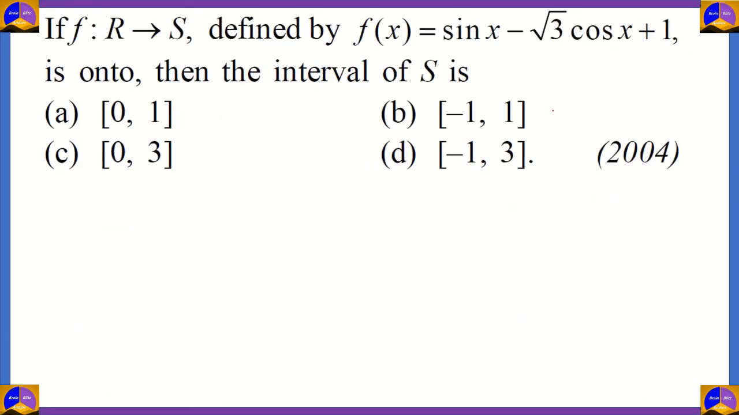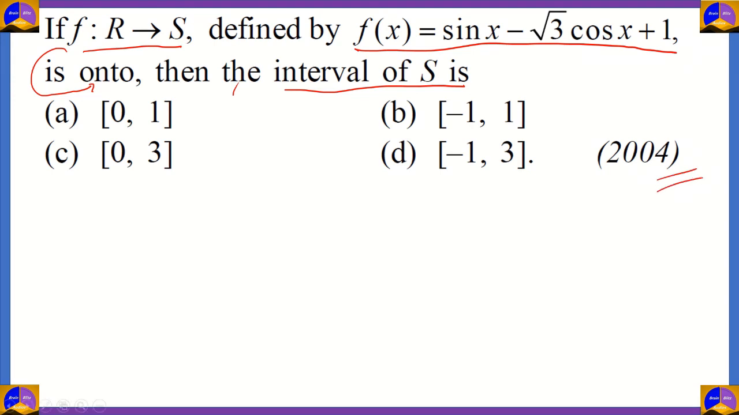This is the final question of this episode. If f is a function from R to S, defined by f of x equals sine x minus root 3 cos x plus 1, and this function is an onto function, so therefore you need to give the interval of the set S. So the set S belongs to the interval, and the interval is one among the 4 options. The question was asked in 2004.